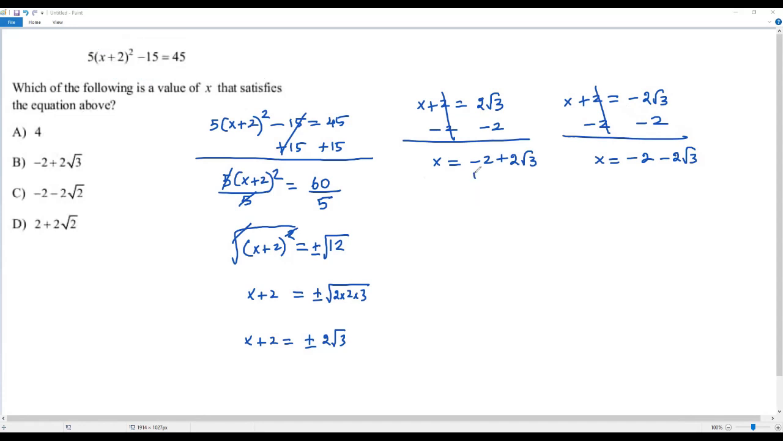So the first value of x is negative 2 plus 2 times the square root of 3, and the second value of x is negative 2 minus 2 times the square root of 3. And in the given answer choices, I find this one, negative 2 plus 2 times the square root of 3, in answer choice B. So therefore the correct answer choice for this question is B.